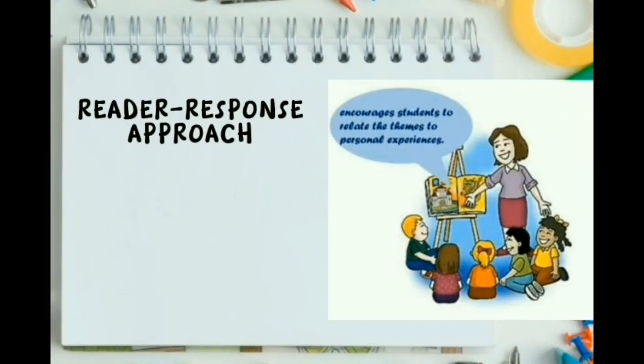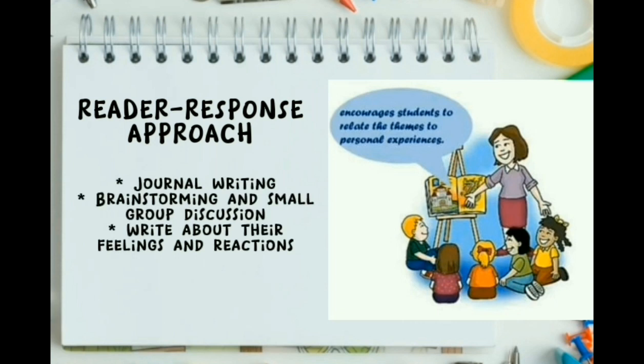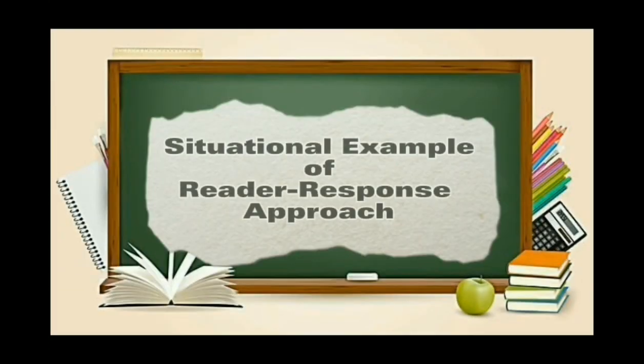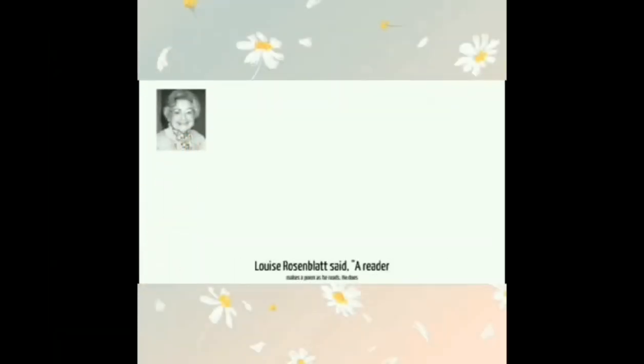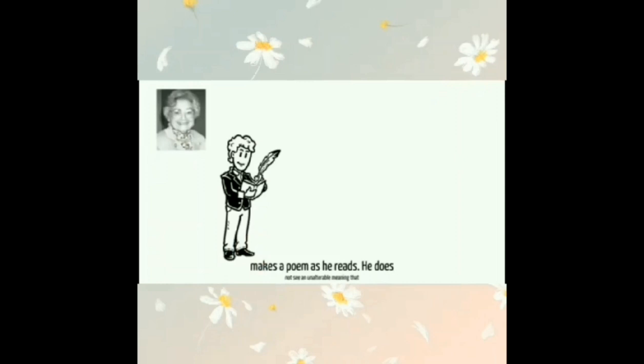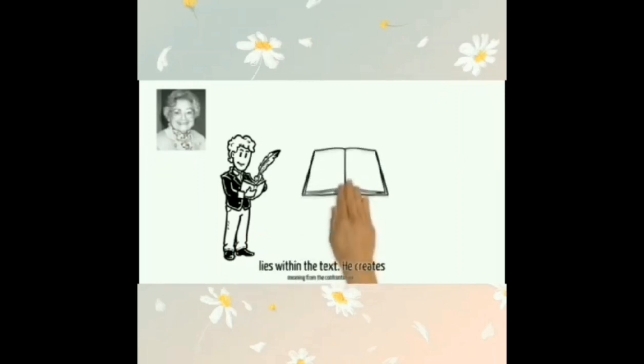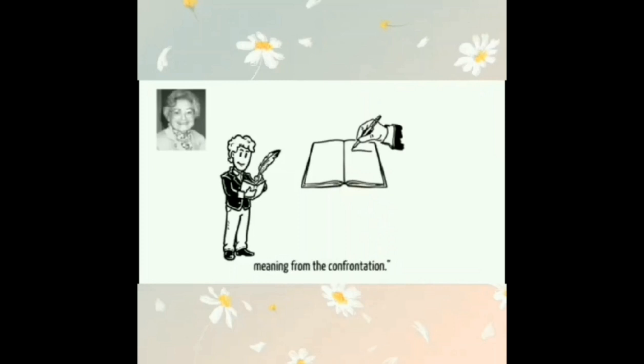The students are asked to do journal writing, brainstorming, and small group discussions, and to write about their feelings and reactions towards an issue in the text. Louise Rosenblatt said, "A reader makes a poem as he reads. He does not seek an unalterable meaning that lies within the text. He creates meaning from the confrontation."